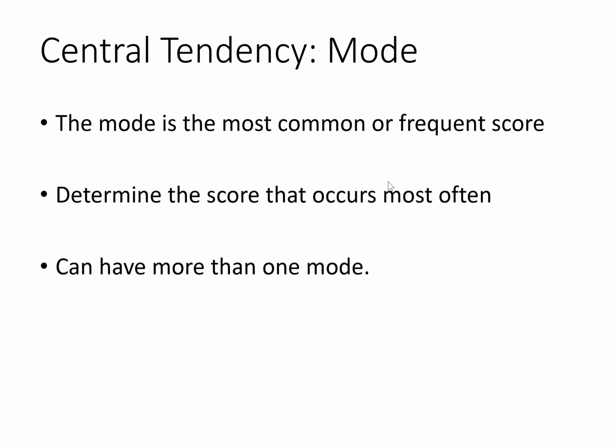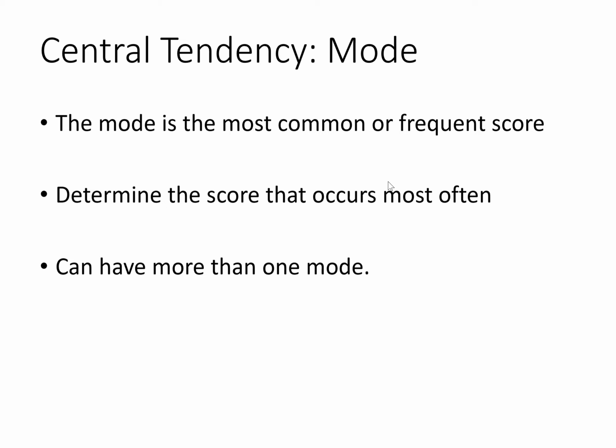Finally, another measure of central tendency that you're likely to encounter is the mode, and the mode is simply the most common or frequent score, so the score that occurs most often. Something that's different about the mode is that there can be more than one mode. So a distribution can be bimodal or multimodal.